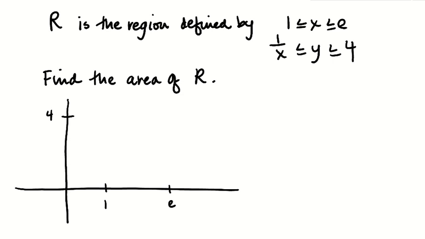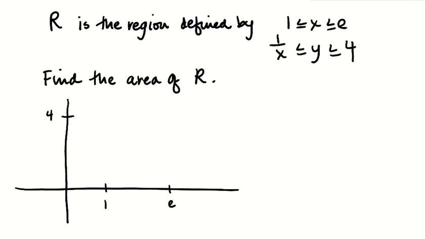X is between 1 and e. Y is between 1 over x and 4. We want to find the area of R. So what I'm going to do is help you by drawing a picture, and then I'm going to have y'all find the area. Okay, so 1 to e. I've already labeled 1 and e on the x-axis, and we know that these are vertical lines. This is x equals 1, x equals e.